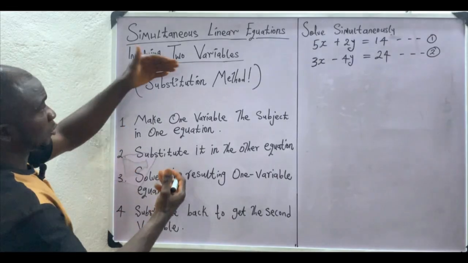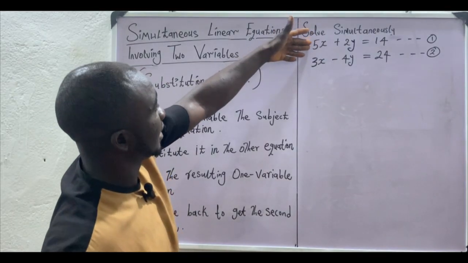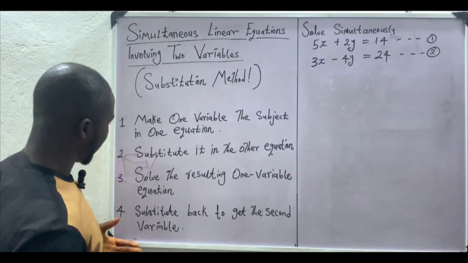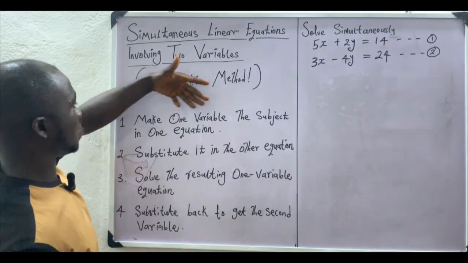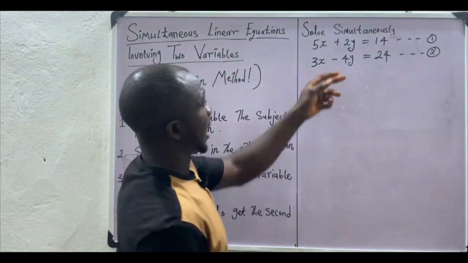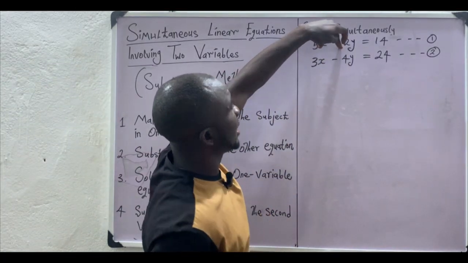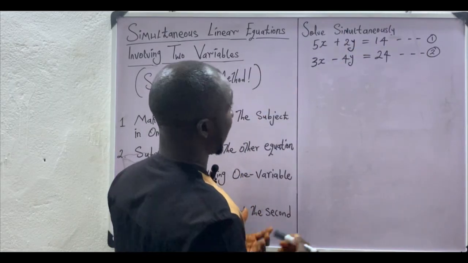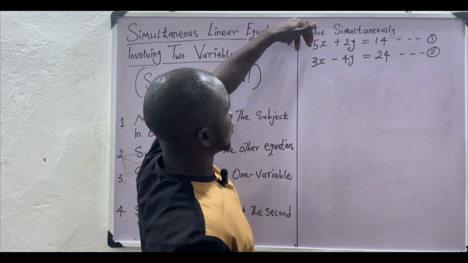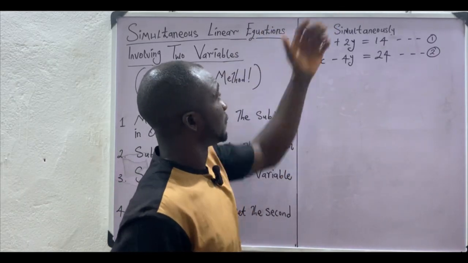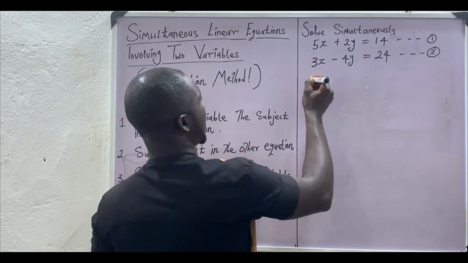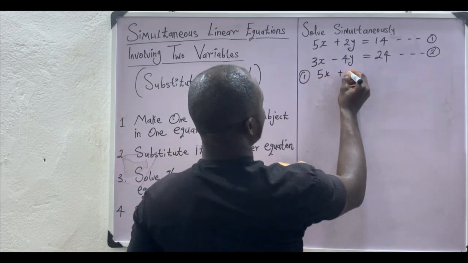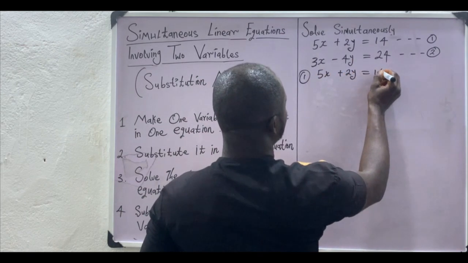So let's see how we can solve this given linear simultaneous equation making use of these steps. First of all, I have to make one variable the subject. So suppose I choose to make y the subject in equation 1. I have to then subtract 5x from both sides of the equation, because equation 1 says that 5x plus 2y is exactly 14.